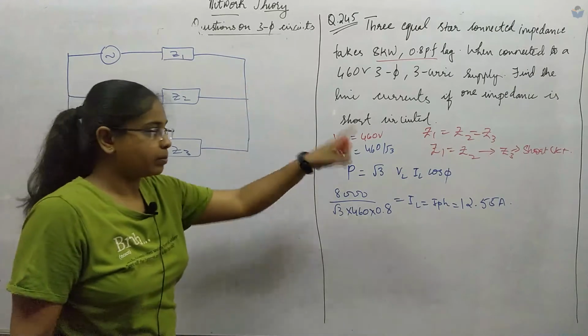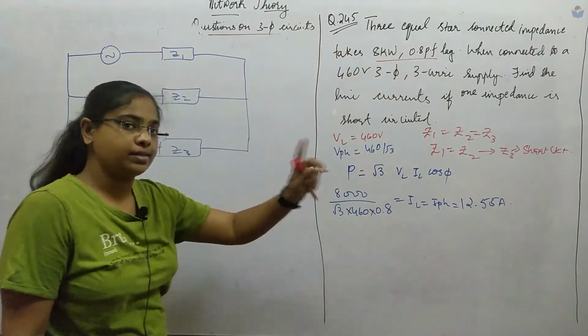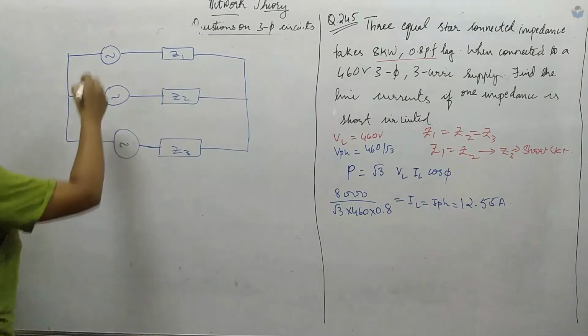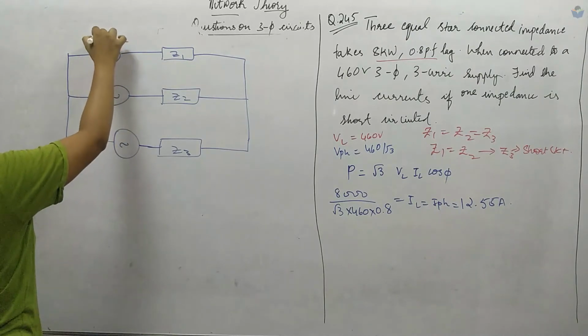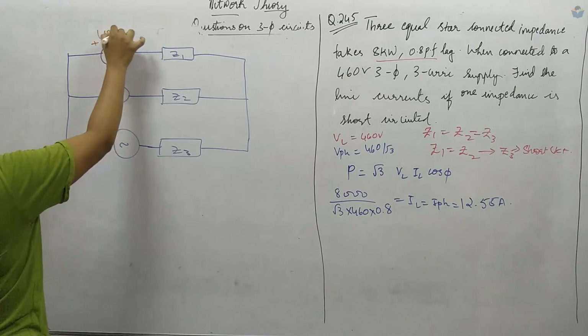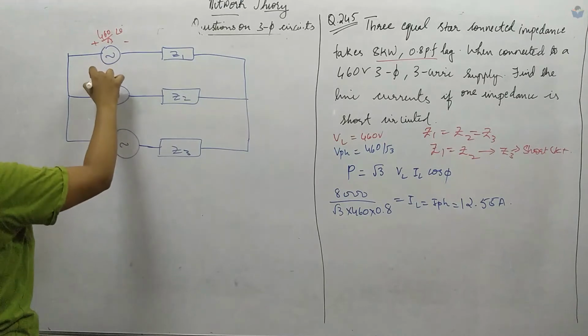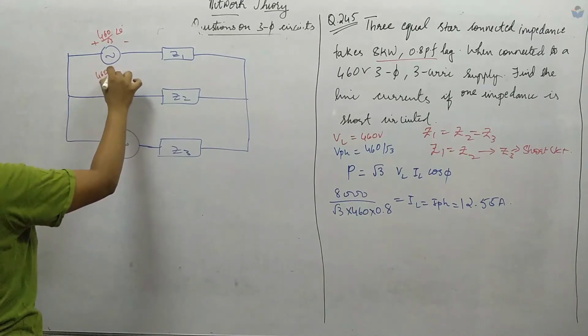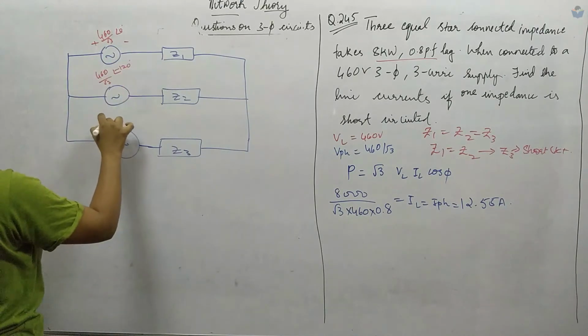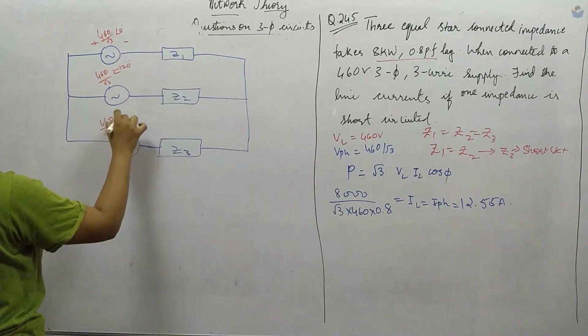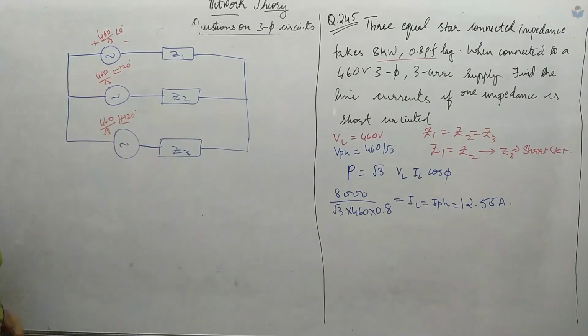Since it is a balanced supply, 460 by root 3 will be the same all over the circuit, right? So this is 460 by root 3, angle 0 degrees. With respect to this, this will lag by minus 120. This will be plus 120, right?